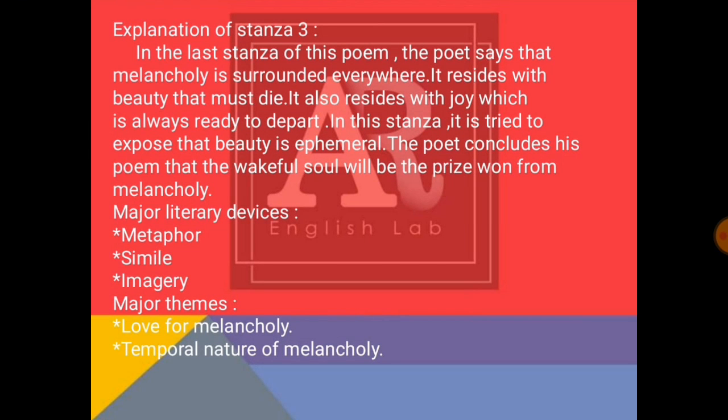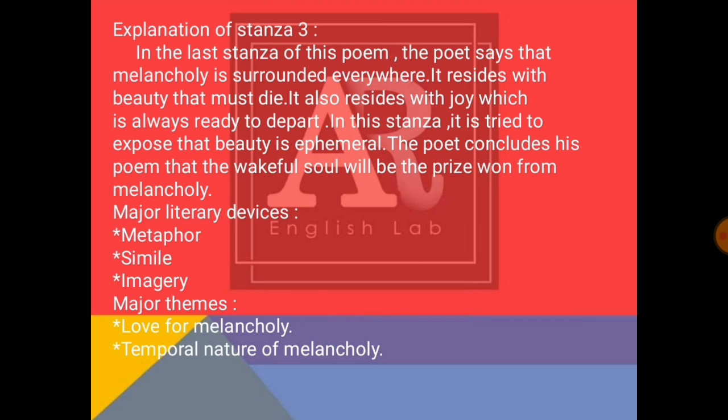Explanation of stanza 3. In the last stanza of this poem, the poet says that melancholy is everywhere. It resides with beauty that must die. It also resides with joy, which is always ready to depart. In this stanza, it is tried to expose that beauty is ephemeral. The poet concludes his poem that the wakeful soul will be the prize won from melancholy.